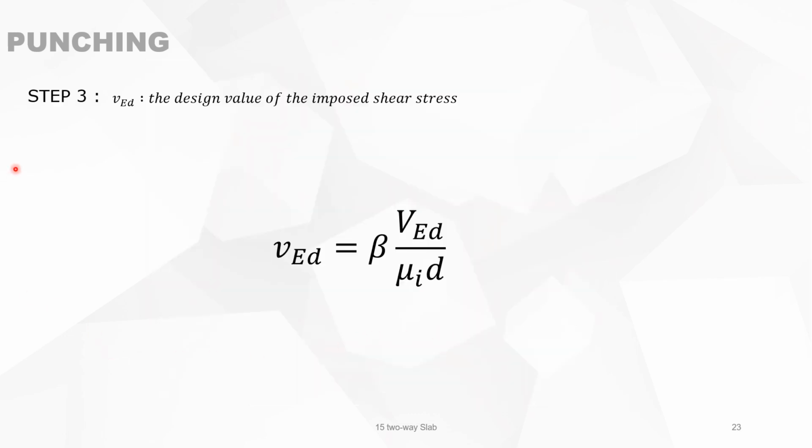Step 3, we calculate the design value of the imposed shear stress. It's in fact the same formulas as we've seen just now. It is beta times the reaction force divided by the surface, and the surface is the first or the second or the third critical punching circumference, and divided by the effective mean depth d.